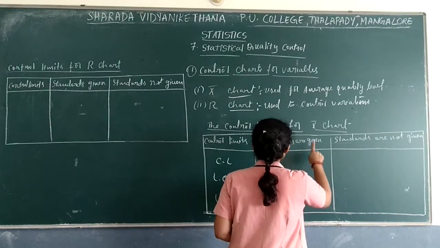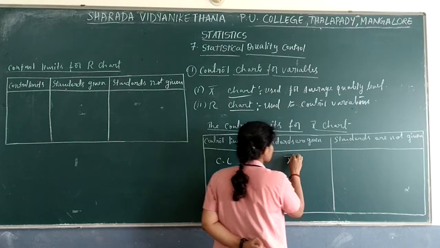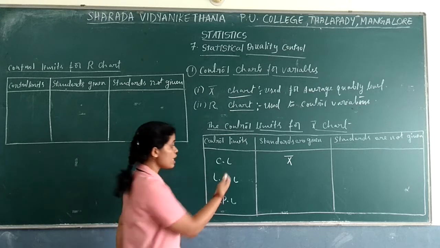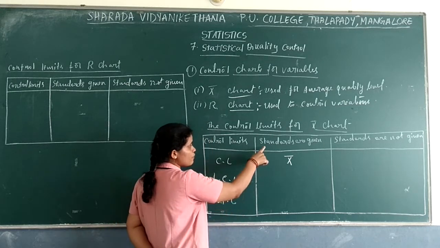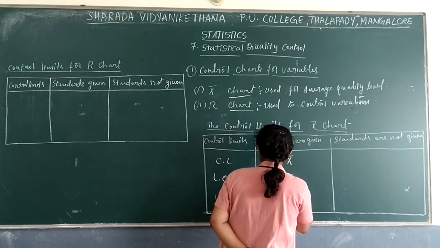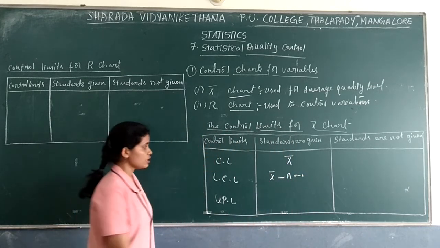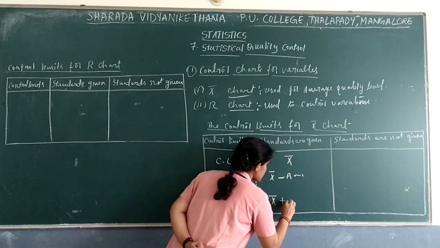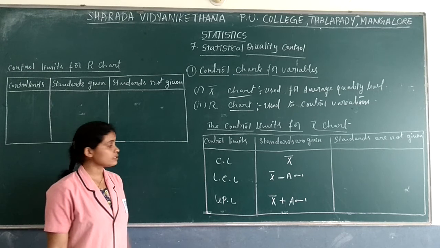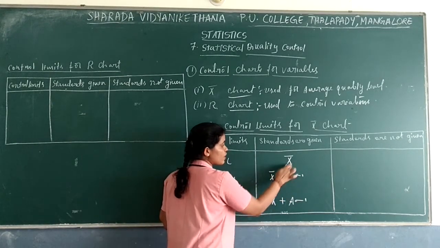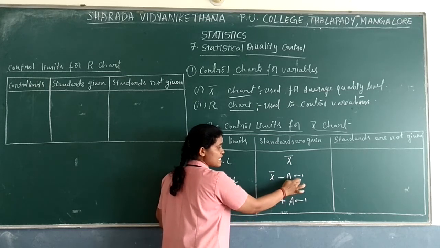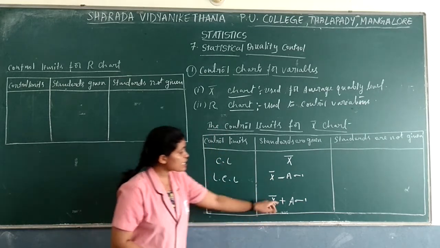So when standards are given, for the control limits, the central line is X bar. This value will be given in the problem. Using this, you have to find the values for the control limits. For the lower control limit, when standards are given, it is X bar minus A times standard deviation dash, and the upper control limit is X bar plus A times standard deviation dash. These are the control limits when standards are given. Here, from the X bar value, you multiply the standard deviation value and the A value, then deduct it from X bar. For the upper limit, you add the same thing.